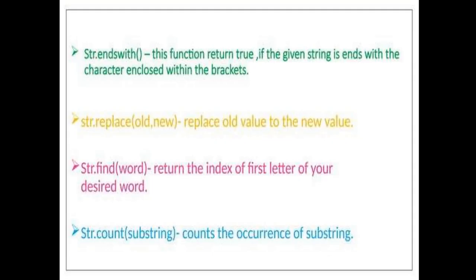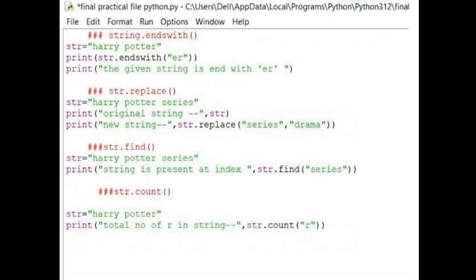The str dot endswith function returns true if the given string ends with the character enclosed within the brackets. String dot replace(old, new) replaces the old value with the new one. Str dot find(word) returns the index of the first letter of your desired word. String dot count(substring) counts the occurrences of the substring. So these are the programs for that.